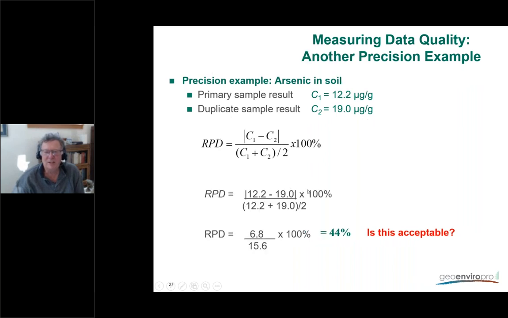And what happens if we had a different duplicate set where we had 12.2 and 19 microgram per gram? In this case, you crank through the RPDs and we get 44%. Is this acceptable? I'd say, nope, this is over top of our 30%.